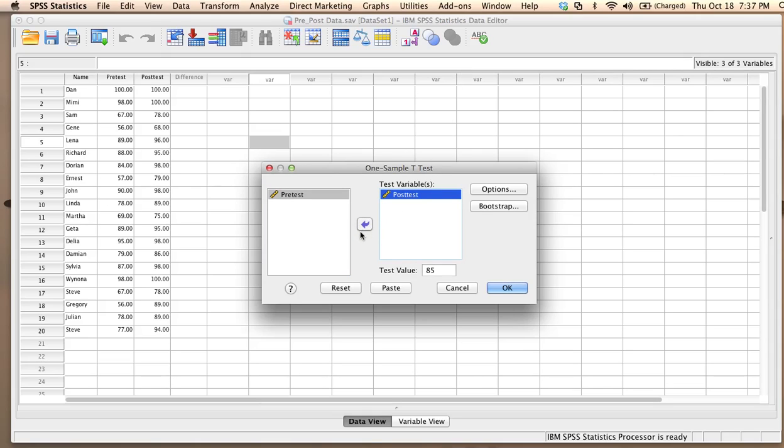In the window that opens here, we have to select the variable that we're interested in, which in our case is post-test. So we select it, click on the arrow. And in this area, we have to enter the population mean, or the value that we're testing this sample against. So in our case, the population mean was 85. So we type 85 here, and then click OK.